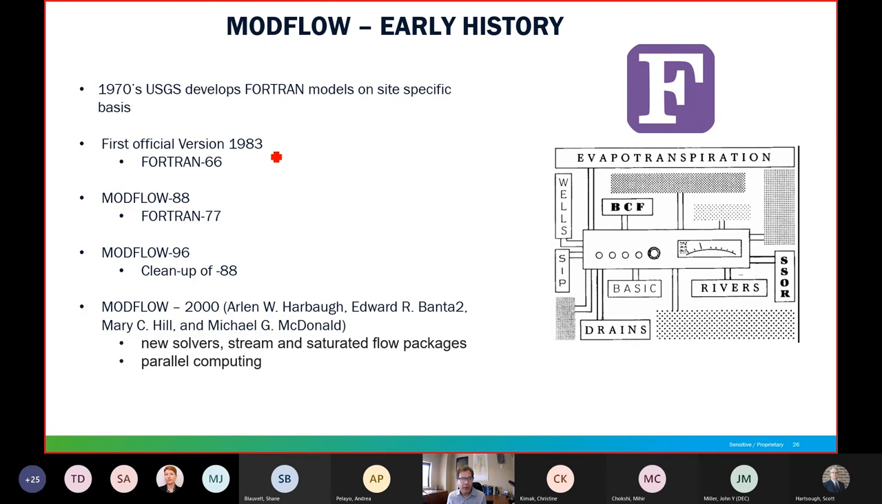Early history, it started out in 1983, moved on to 1988. A lot of this wasn't much of a change. 1996 was kind of the cleanup of 1998. About 2000, things start to improve with new solvers, the stream and saturated flow packages, and then we're able to do some parallel computing. This is all Fortran work. Fortran goes back to 1966, but it's evolved over time as well. There's even updates to Fortran, I think, more recently.